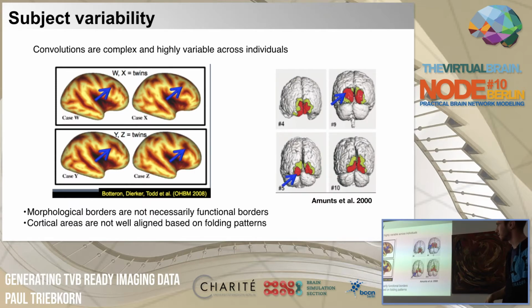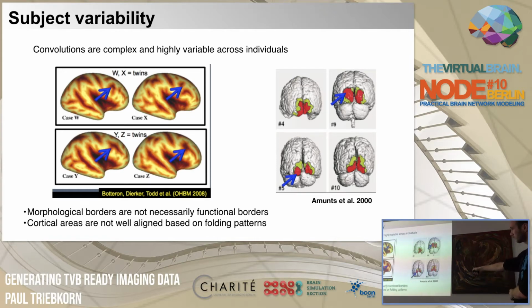However, we know that this cortical folding is pretty robust for the main gyri and sulci, but if you move away from the primary motor, visual, auditory areas, gyri and sulci become very subject dependent. This is shown, for example, for twins here, and even in twins you can find cortical folding that is different. So the idea is that based only on anatomical landmarks, the registration of the atlas might be a little bit inaccurate.